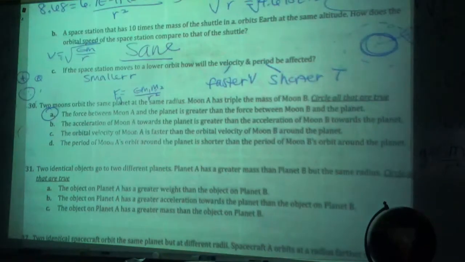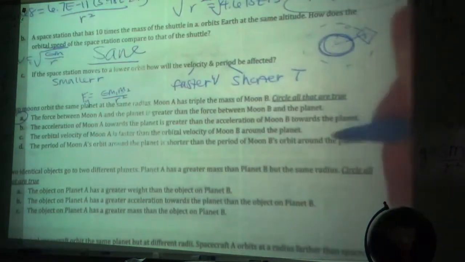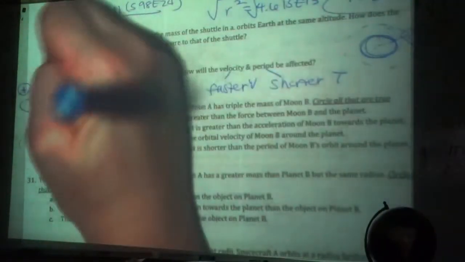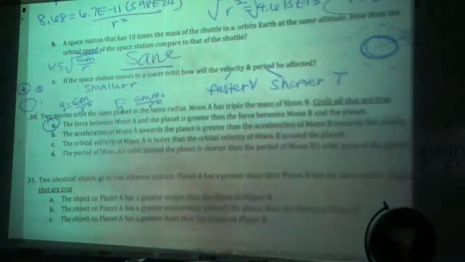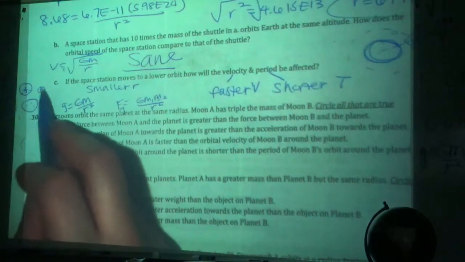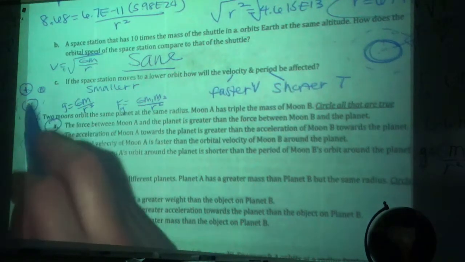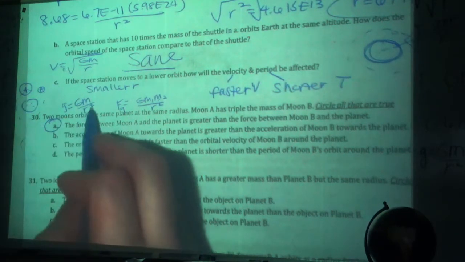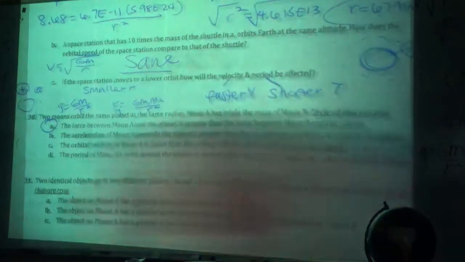The acceleration of Moon A towards the planet is greater than the acceleration of B towards the planet. Well, acceleration is GM over r squared, where this would be the mass of the thing that is pulling it down, right? So in this case, not the mass of the moon, but the mass of the planet that would create the acceleration towards the planet. They have the same mass of the planet because they're going towards the same planet, and they're at the same radius, so this would be the same. So that's not true.